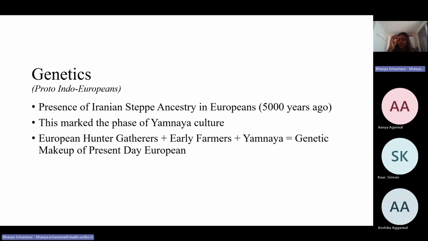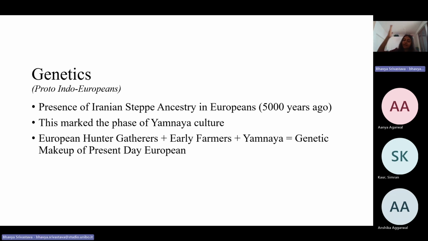It's getting a bit complicated, but let's think about this: if you meet a present-day European and you take out their DNA, you will find that they have DNA of Europe's hunter-gatherers. They have elements of those Anatolian or early farmers, and then they also have the DNA of Iranian steppe dwellers that came 5,000 years ago.